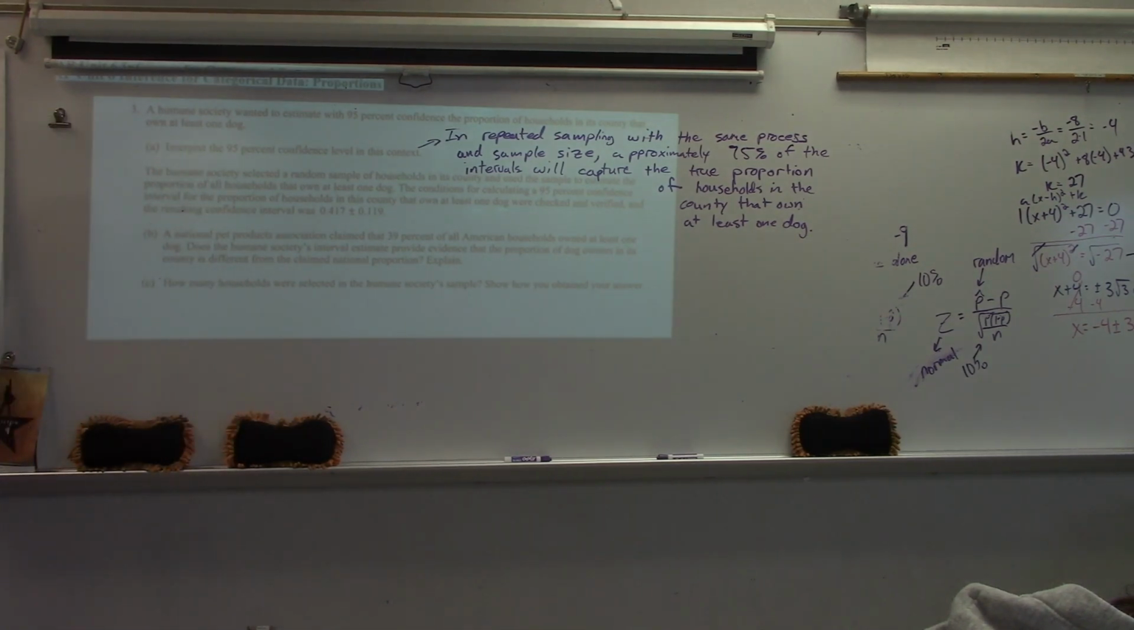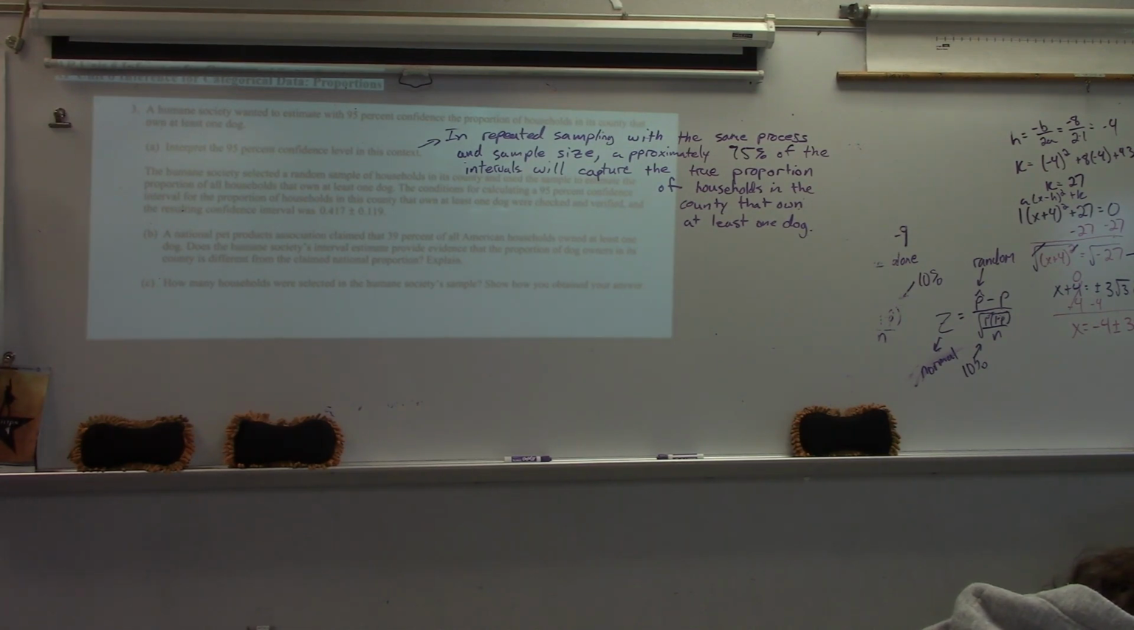So the Humane Society selected a random sample of households in its county and used the sample to estimate the proportion of all households that own at least one dog. The conditions for calculating a 95% confidence interval for the proportion of households in this county that own at least one dog were checked and verified, and the resulting confidence interval was 0.417 plus or minus 0.119. The National Pet Products Association claimed that 39% of all American households have owned at least one dog. Does the Humane Society interval estimate provide evidence that the proportion of dog owners in this county is different from the claimed national proportion?